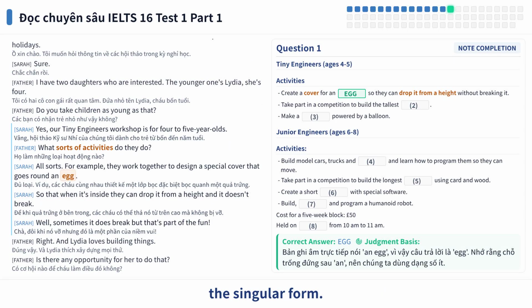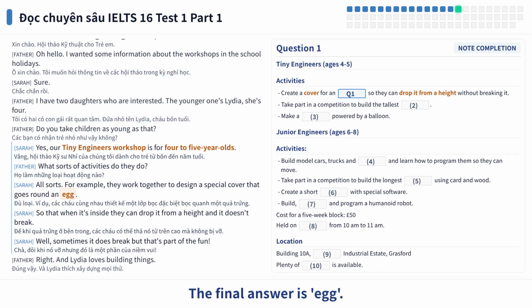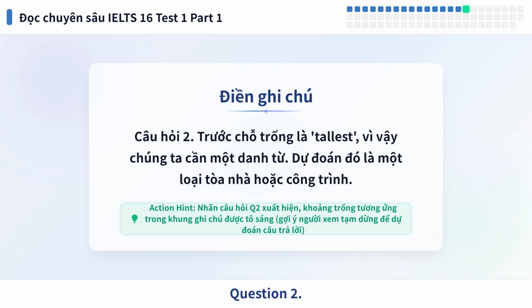Remember, the blank is after on, so we use the singular form. The final answer is egg. Be careful with the spelling. Don't write eggs.